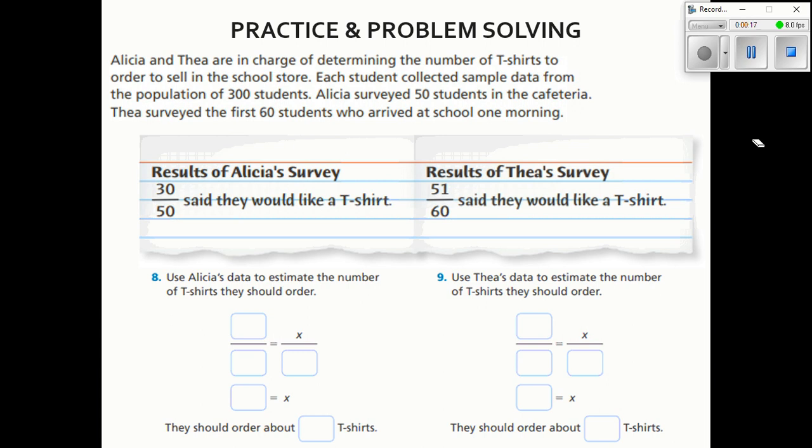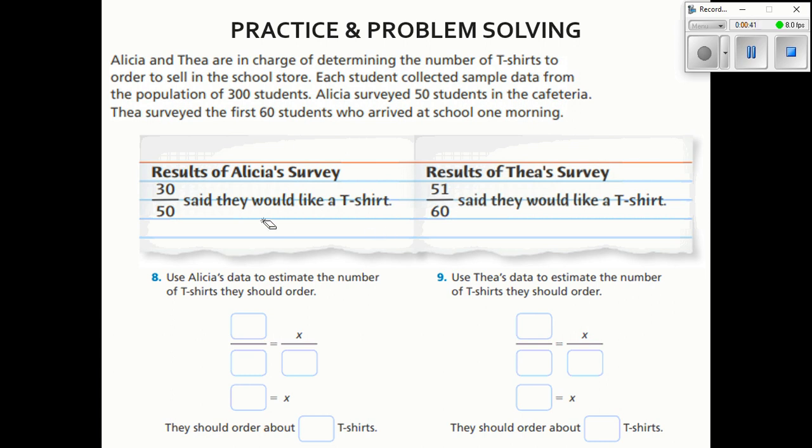It says here, Alicia and Thea are in charge of determining the number of t-shirts to order to sell in the school store. Each student collected sample data from the population of 300 students. Alicia surveyed 50 students in the cafeteria, and Thea surveyed the first 60 students who arrived at school one morning.